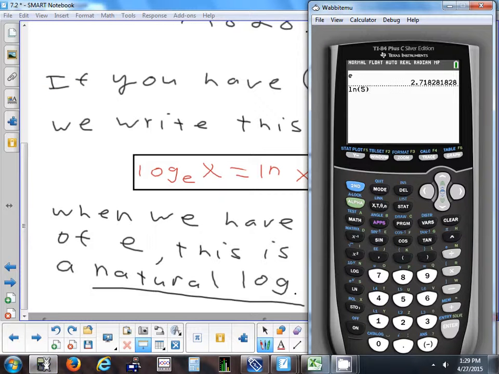If you wanted me to find the natural log of 5, I can press ln 5 and hit enter. Let me show you what happens if I type it in the long way. It's equivalent. I should get the same thing. I'll show you how you type that in.